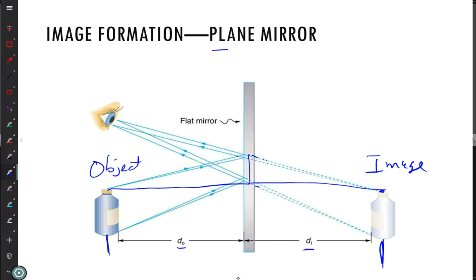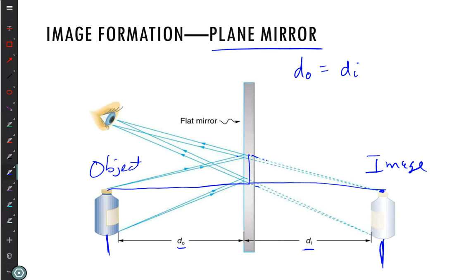So for a plane mirror, distance object equals distance image, except for one important fact. What's that fact? If the image is on the other side of the mirror from the object, then it's a negative image distance. If it's on the same side of the mirror, it's a positive image distance. So that negative sign means it's behind the mirror. So the distance object is positive because it's in front of the mirror. The distance image is negative because it's behind the mirror.